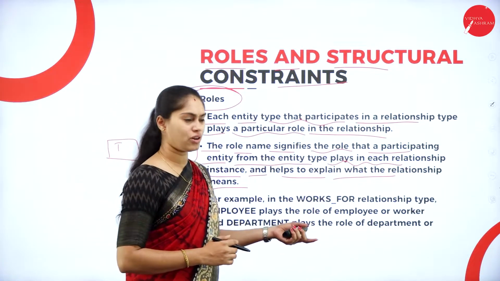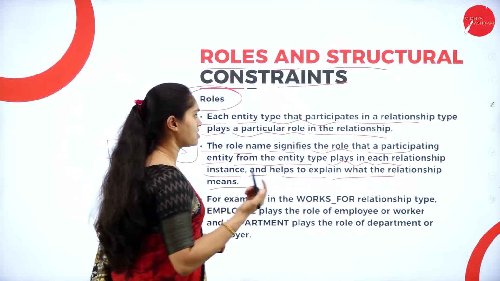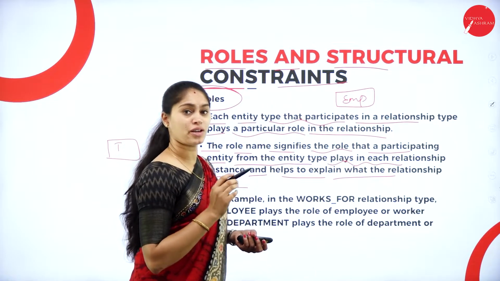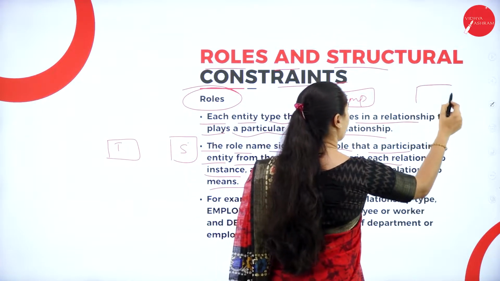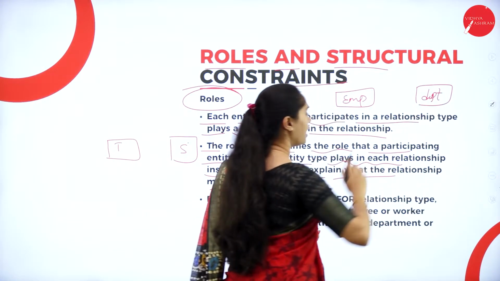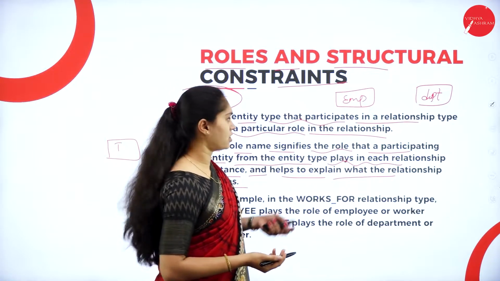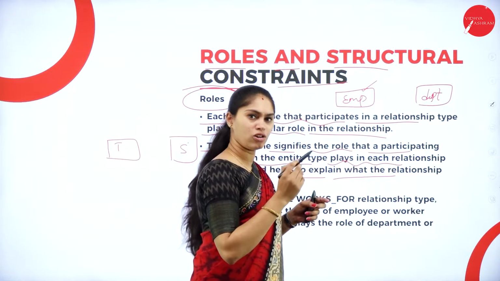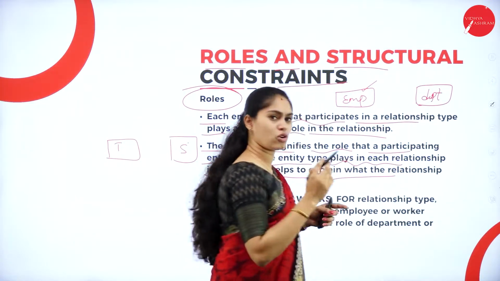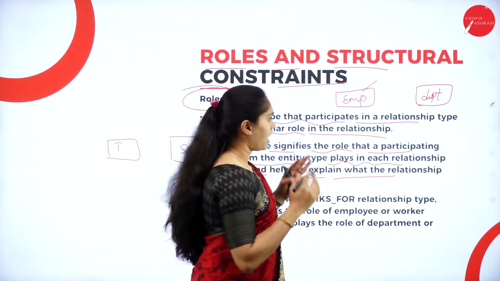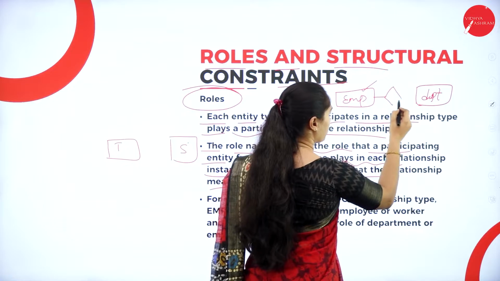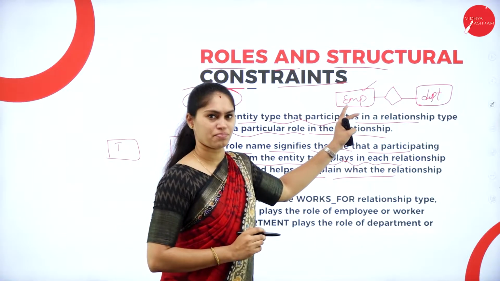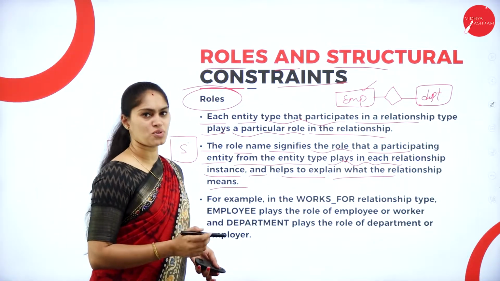So for example, consider the department as well as the employee. Employee is going to perform the role of employee, and department is going to perform the role of department as well as employer. So that is what a role is here. And what is the relationship? Employee works for the department or for the employer. That is the relationship. Okay. So this is what you have to understand when it comes to roles.